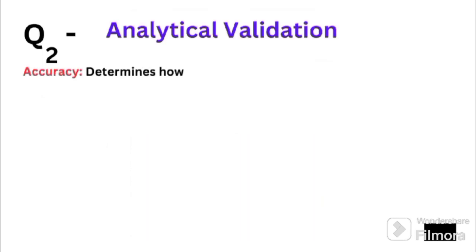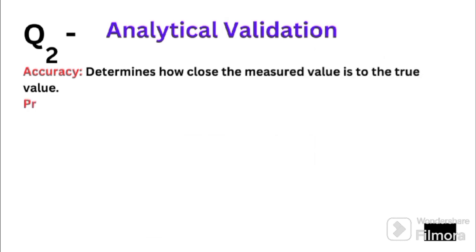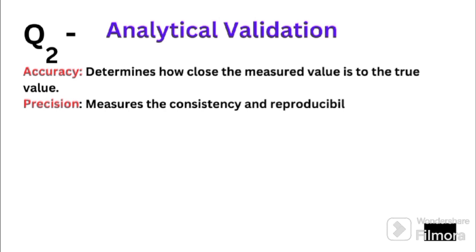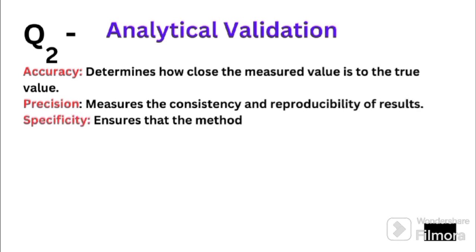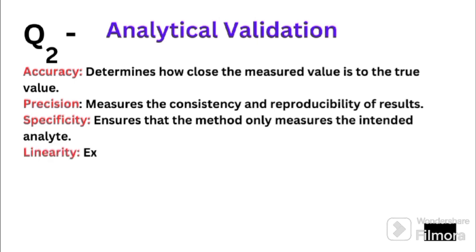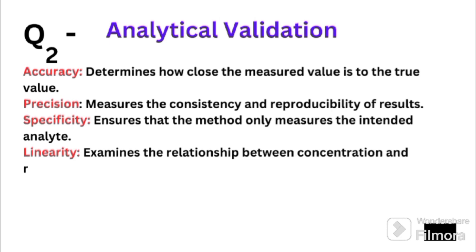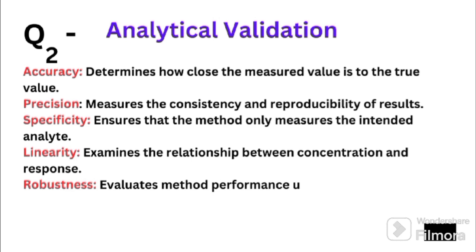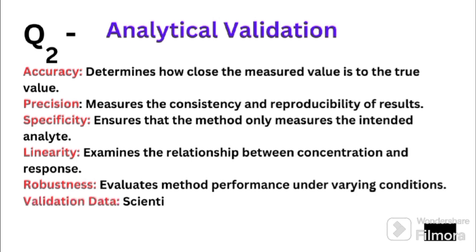It also includes accuracy. Accuracy determines how close the measured value is to the true value. Then precision measures the consistency and reproducibility of the results. Then specificity ensures that the method only measures the intended analyte. Then linearity examines the relationship between the concentration and the response. Then robustness evaluates the method performance under varying conditions.